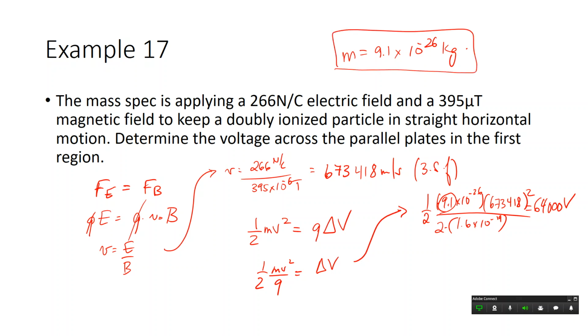It's not one proton or one electron. Because if you remember, a proton is times 10 to the negative 27, not 26. So this is like many protons. Okay, so perfect. Our voltage difference is 64,000 volts. That's kind of unrealistic because we can't really generate that with regular wires.